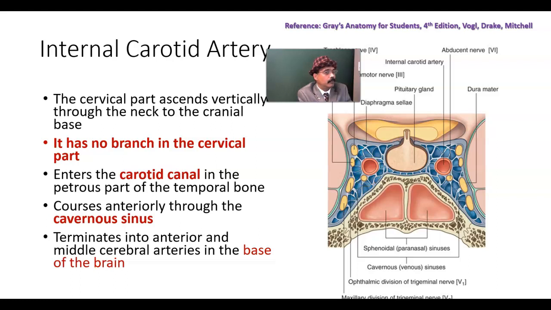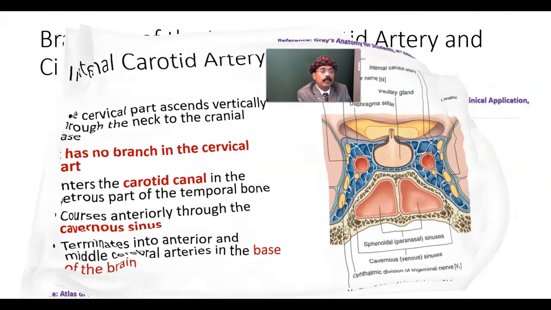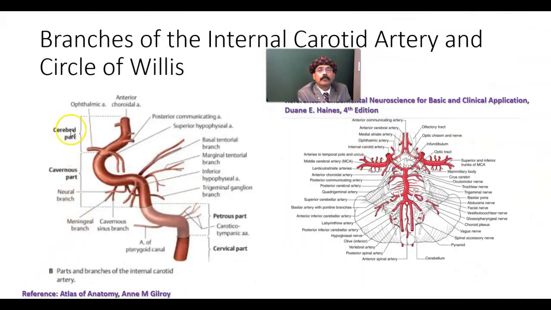It has other branches, we'll go there. The terminal branches are the anterior and middle cerebral arteries. These arteries are important components of the circle of Willis, the arterial circle at the base of the brain. So we'll go to the branches of the internal carotid artery and the circle of Willis.